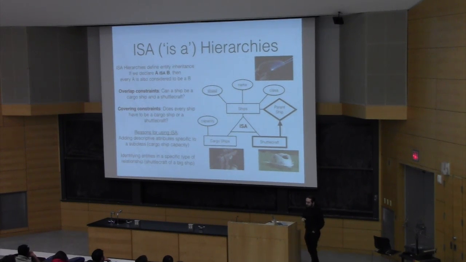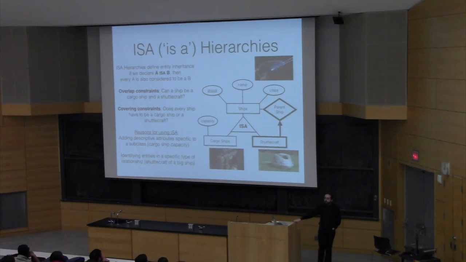So ISA hierarchies define, you can think of these kind of like class hierarchies. So a cargo ship is an instance of a ship. Shuttlecraft is an instance of a ship. Ships have certain common attributes. The ISA instances also have their own specific attributes, but kind of like child classes, the cargo ship has a capacity. Not every single ship is going to have a capacity. A shuttlecraft might have a relationship to a parent ship, or might be on board a parent ship, but not every single ship has a parent ship. So this is quite useful when you want to define certain kinds of structure, basically class hierarchies in your entities.